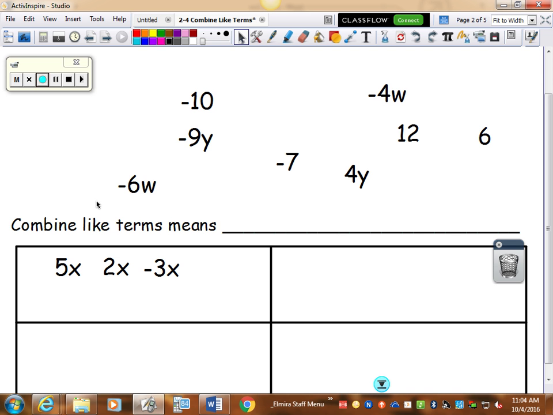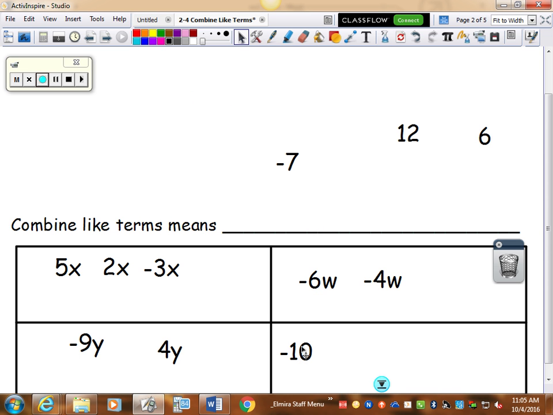Okay? Let's see, I see a negative 6w. Let's see, is there something more with a w? Yep, negative 4w. Okay? Negative 9y and 4y, they go together. And then all these numbers that are left over right now, you might be saying to yourself, well, I don't see a letter. Okay, that's true.